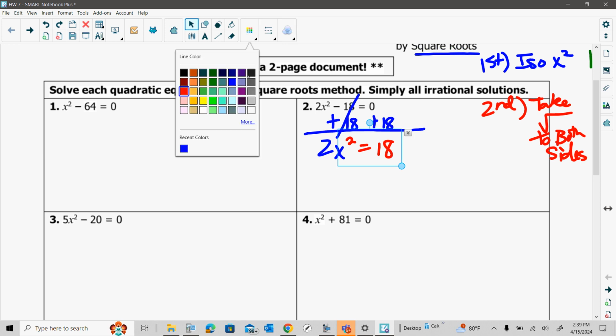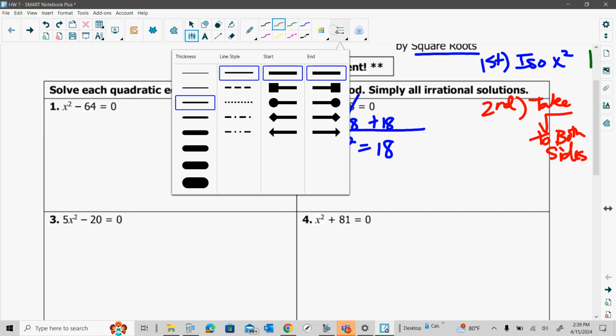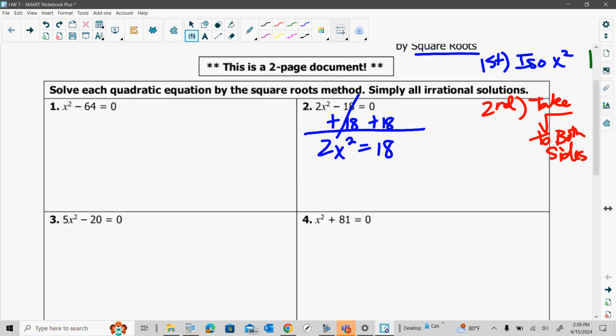Now what we're going to do is isolate the x squared term by dividing by the coefficient, 2. Divide by 2. Those 2s cancel. Now we have x squared equals 9. So now we're down to step 2, which says take the square root, meaning we're going to put this radical symbol on both sides of the equal sign. And we're going to write x equals a positive and a negative, so plus or minus 3.